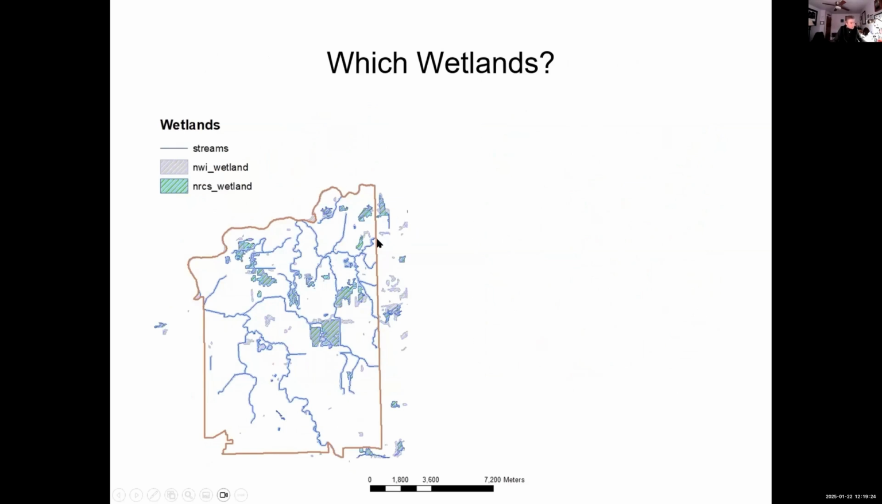This is wetlands from the National Wetlands Inventory. You can see it pretty easily outside the boundaries of Amherst. This is kind of the gray stuff. And the slightly more prominent stuff, the Natural Resources Conservation Service wetlands. They both have wetlands. You can see those are kind of the green striped.